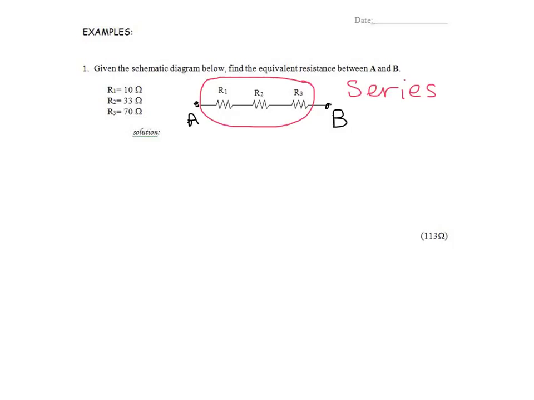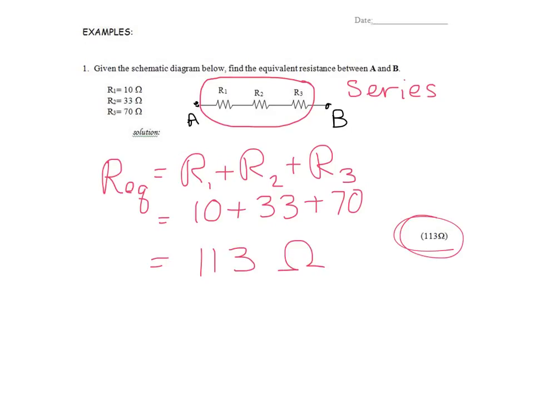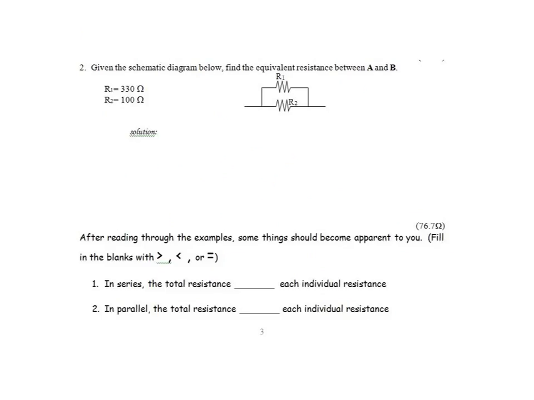Okay, so since they're in series, the equivalent resistance is fairly straightforward. It would be resistor 1 plus resistor 2 plus resistor 3, or 10 plus 33 plus 70. Well, 70 plus 33 is 103 plus 10 is 113 ohms, which we check as our answer. Good to go. Nice job. All right. So, assuming you don't have questions on that, we're going to move forward to example 2.